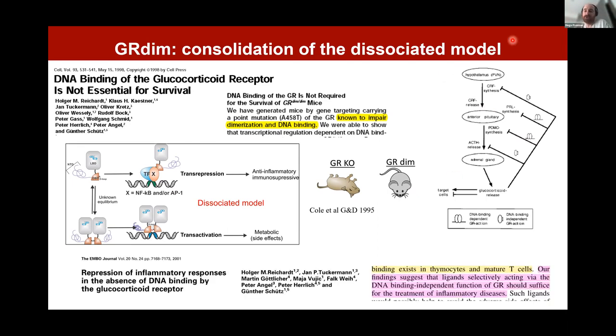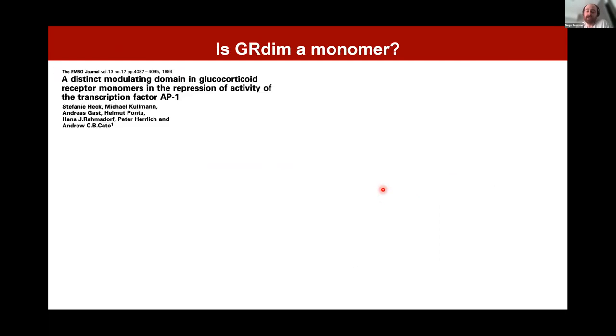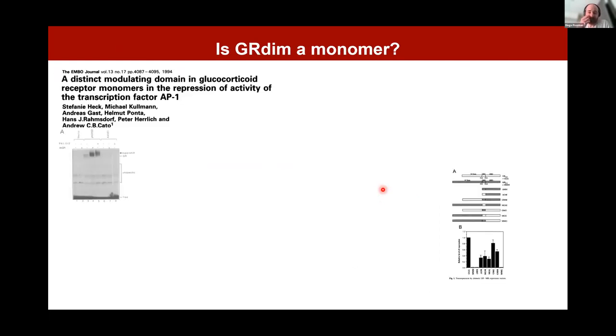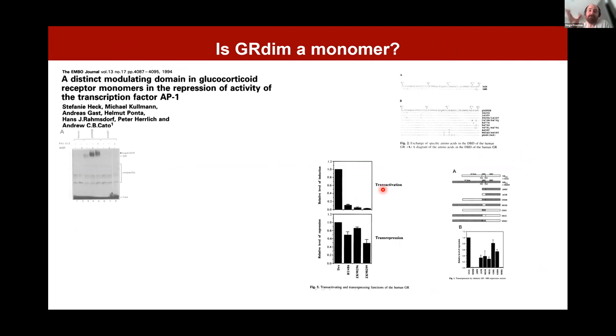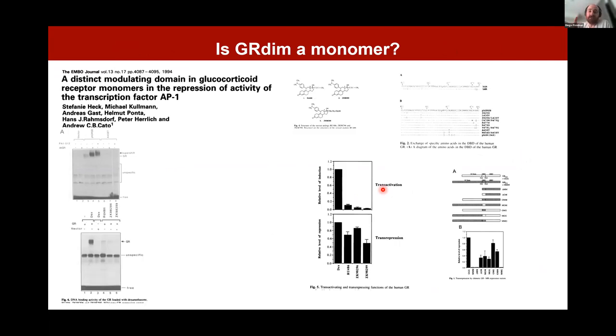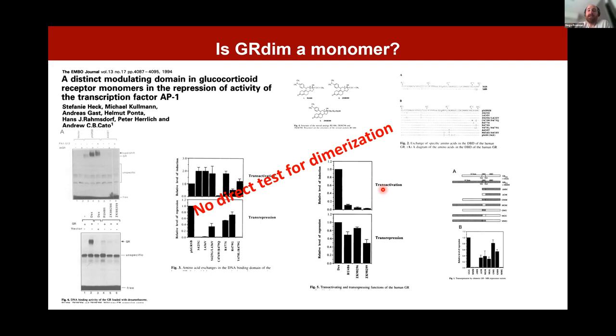And then later on, it was just straightforwardly suggested that this would be a way to find and treat all inflammatory diseases by trying to select the DNA-independent activity of GR, okay? However, in the original paper that described this mutation, if you look at every single figure of the paper, you will not find any direct nor indirect evidence of the oligomerization status of the GRdim protein, okay?